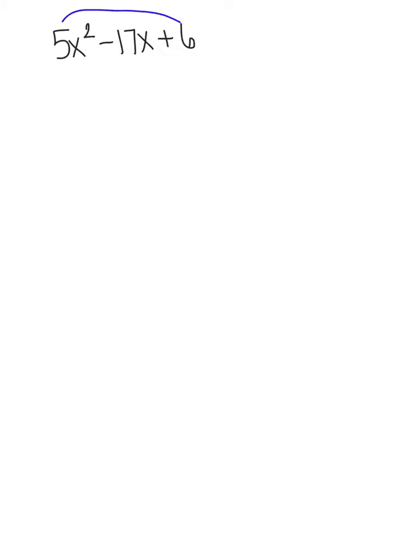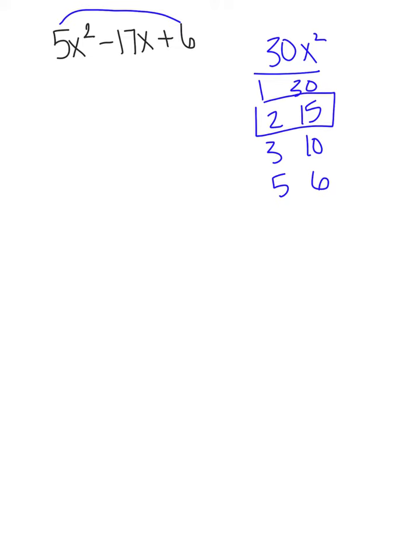We take our outer terms and we multiply them. So we'd get 30x squared. And we want to find the multiples of 30 again. So 1 and 30, 2 and 15, 3 and 10, and 5 and 6. And we need to pick our pair that when we add them together we'll get negative 17, and we decided that's 2 and 15, and more precisely it's negative 2 and negative 15.